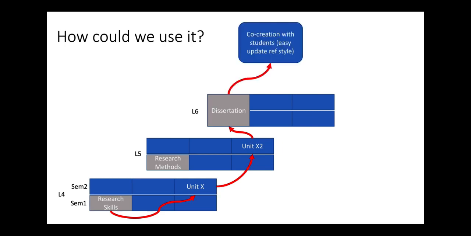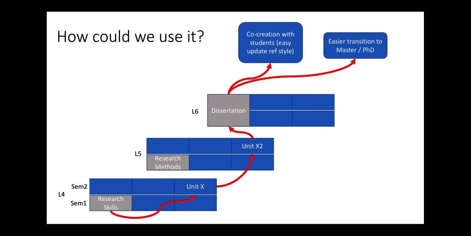Potential benefits of us using this: it's easier for us to co-create with students. So if we want to publish with a student off the back of their dissertation, we need to update the reference style very quickly, or we want to add in more references, then we can update the reference style within the written work very, very quickly using EndNote. It's easier for our students to transition between years, but also if they want to go onto a master's or PhD, they've now got a database that's transferable with them to other universities or staying with us, which means that their reading is just easier for them.